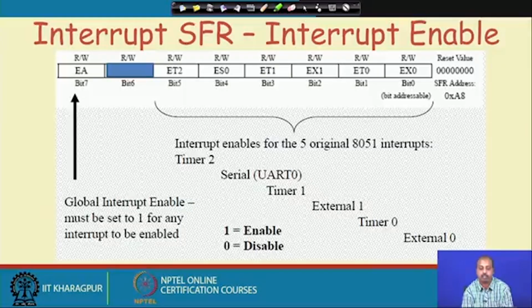There is also a reset value. The reset value for this interrupt enable register is all 0. So, you see that initially all the interrupts are disabled, and this interrupt enable register is at address A8 hex. For any reasonable system design that allows interrupts to occur from the outside world, we should set this EA bit to 1. This is one important step in the whole operation of the system: the EA bit should be turned on, otherwise none of the interrupts will be sensed by the processor.